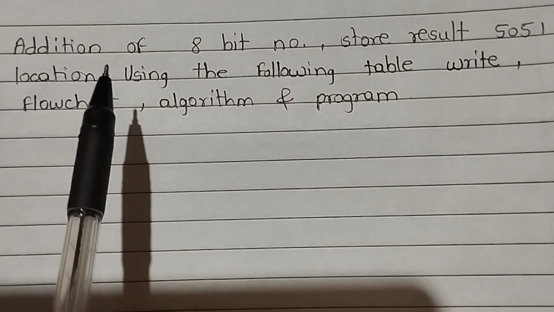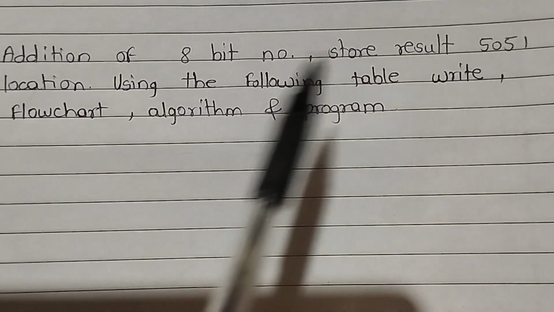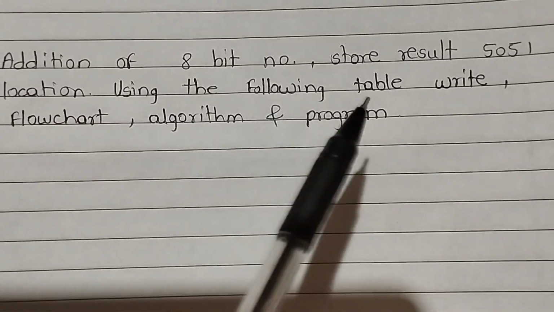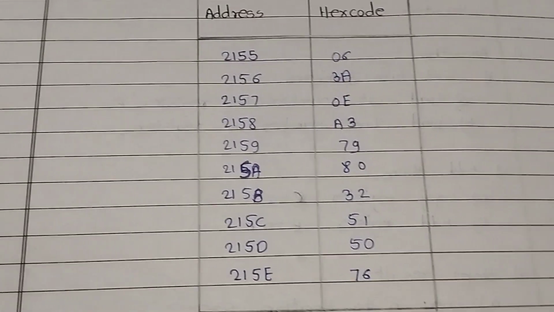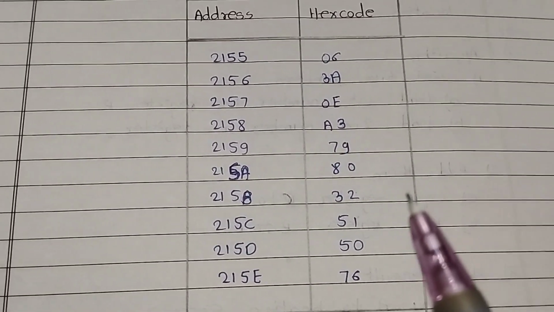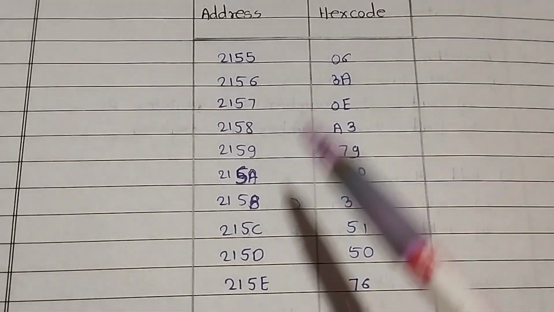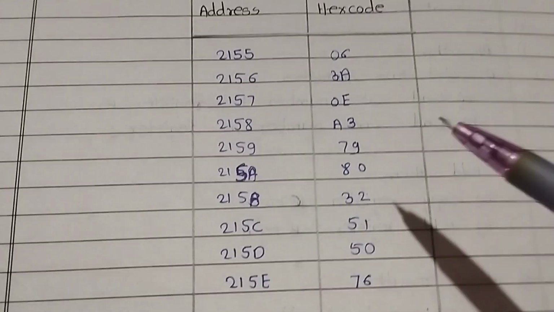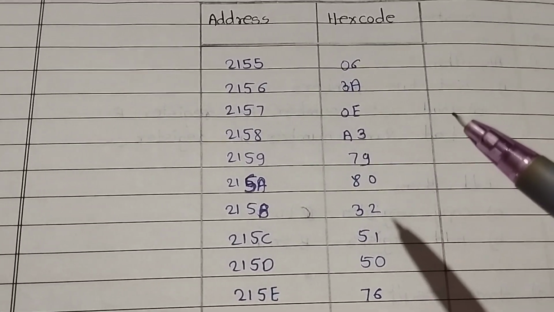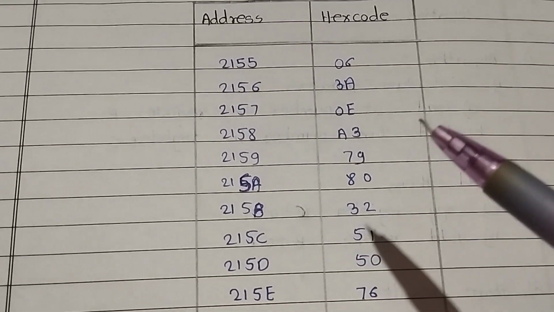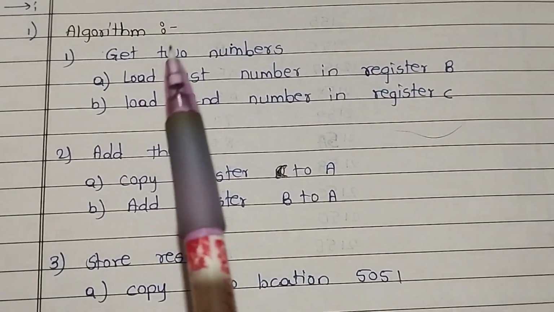Now the second type of question is addition of 8-bit numbers and store the result in 5051 location, but using the following table write the flowchart, algorithm and program. In the previous question we also wanted to add two 8-bit data and store the result in H register, but in this question we want to refer to the given table and write the program. So first we write the algorithm, for the idea of how we refer to the given table.